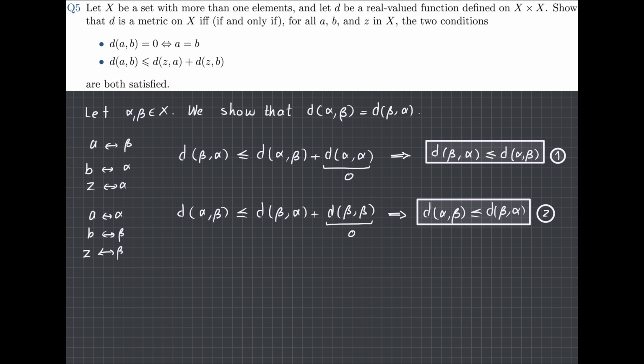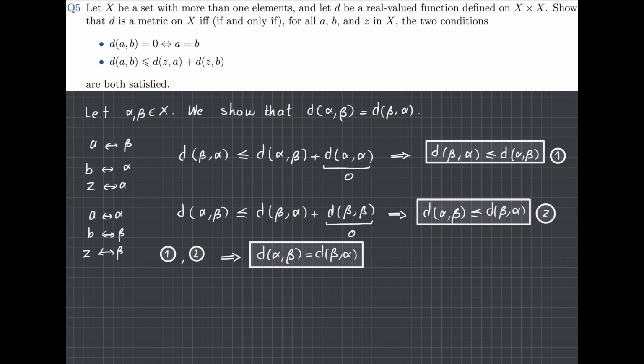So from number 1 and 2, I can conclude that, of course, these two numbers are equal, yes? So from number 1 and 2, I conclude that D alpha and beta is equal to D beta and alpha, because the only possibility that these two inequalities are met simultaneously is that case. So this means that I was able to show that for any choices of alpha and beta in X, D alpha and beta is equal to D beta and alpha. So it means that the function is also symmetric.